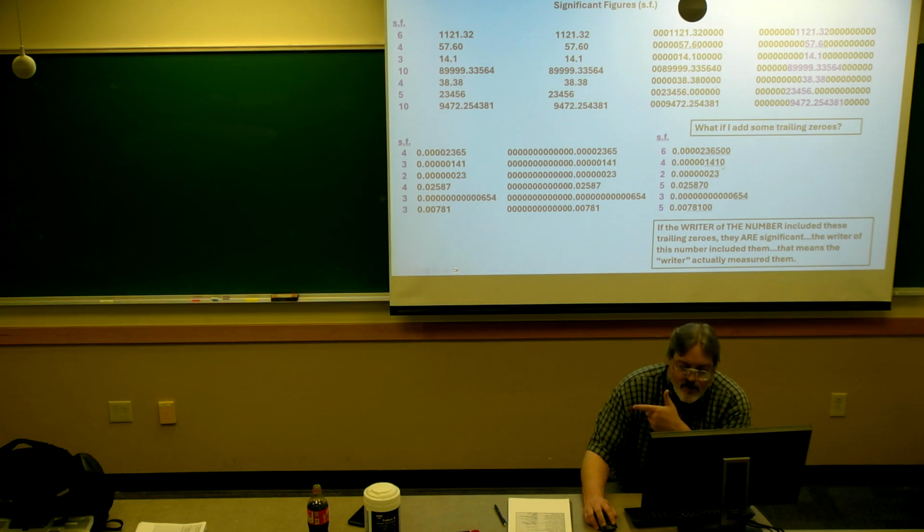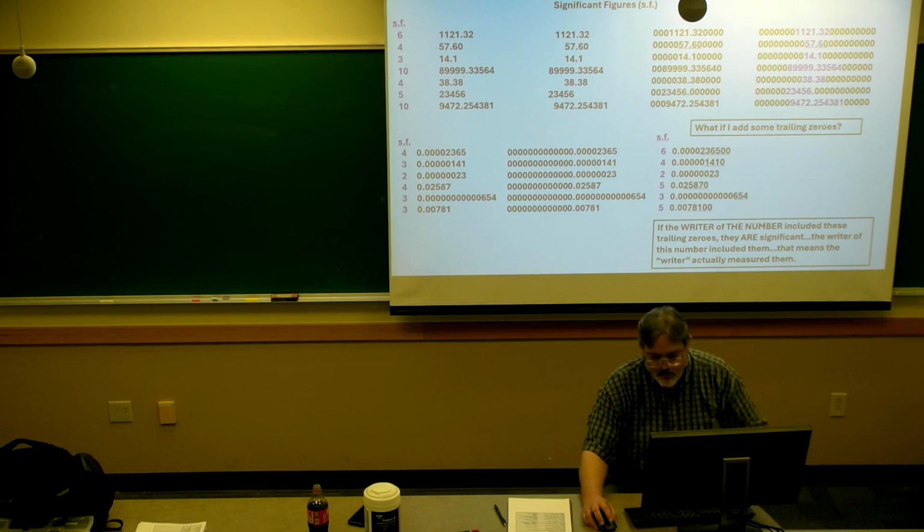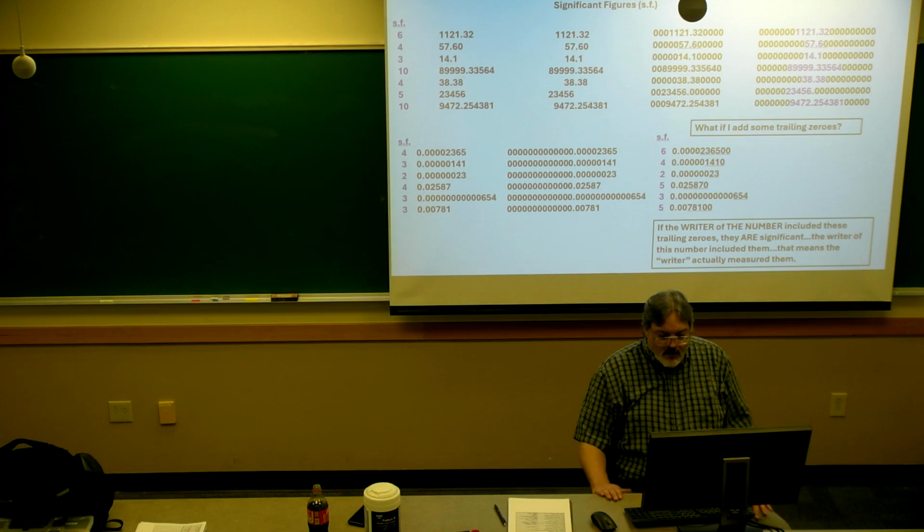If the writer of the number put that 0 there, remember, you're the reader of this number now. You walked up and you saw these non-zero digits. Those are definitely significant. But you notice the writer of this number put that there. Then you know they measured it. It's a significant figure. That's kind of redundant from what I've already said.